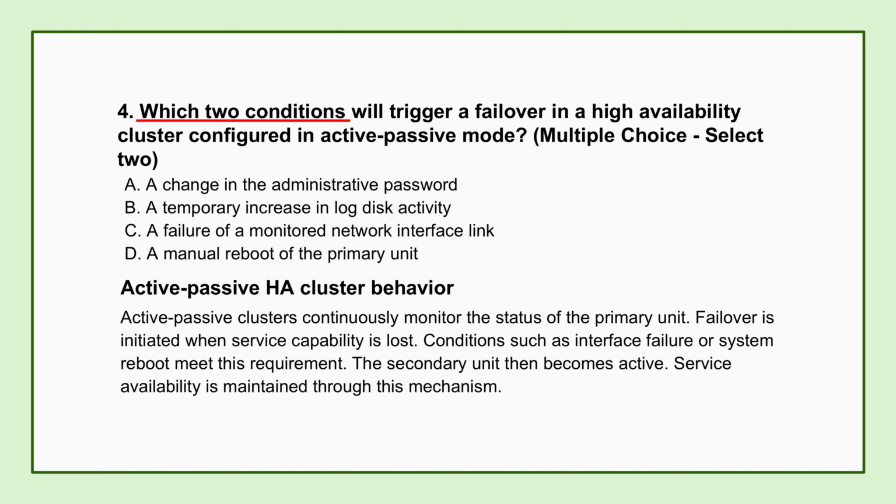This is a great question because HA is tuned to only react to very specific, very critical failures. So it's not twitchy. It's not twitchy at all. According to the source material, a failover is only triggered by one of 2 things. First, a failure of a monitored network interface link. So a cable gets unplugged, a switch port dies, a physical disruption. A physical disruption. Or second, a manual reboot of the primary unit.